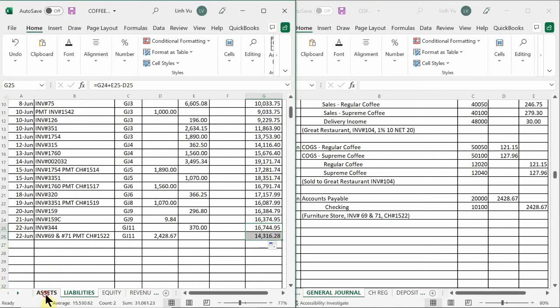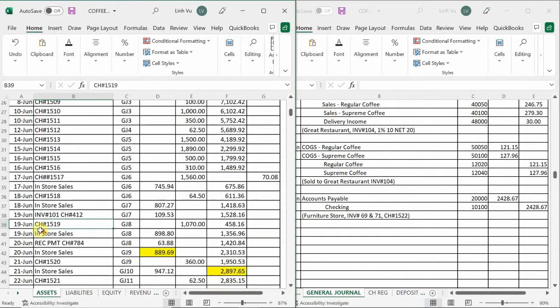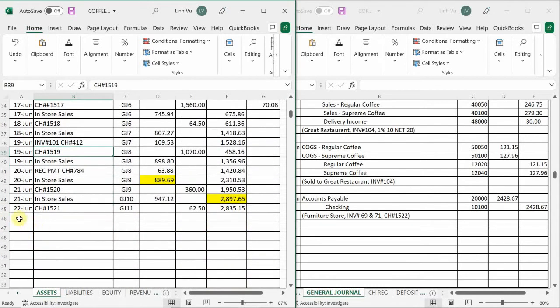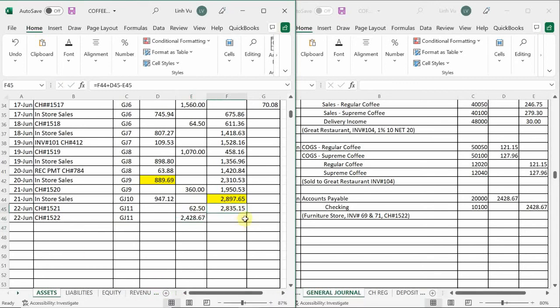We got 316.28. Good. So then we need to update our checking account because we just wrote a check. Okay? We wrote check number 1522 for the total amount of $2,428.67. So in this case, how much money should I now have left in my checking account?